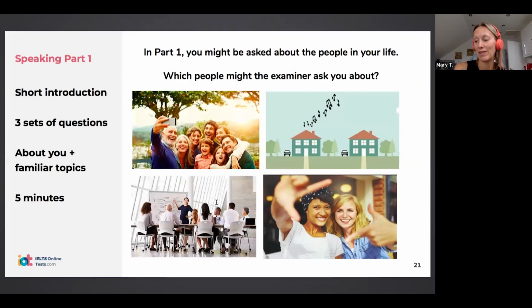Okay, so let's now look at part 1. So in part 1, you might be asked about the people in your life. Okay, so if you look at those pictures, who do you think these people are? So if you start with the top 2 pictures, what's the first one? Family. Yep, family members. So there's quite a lot of different people in that family. So it could be extended family, and maybe a few generations of family there.